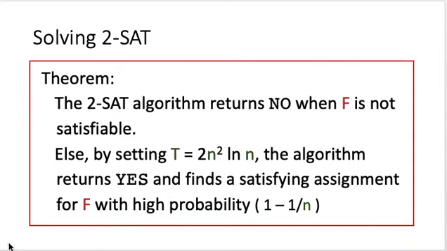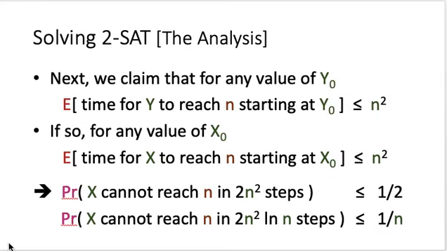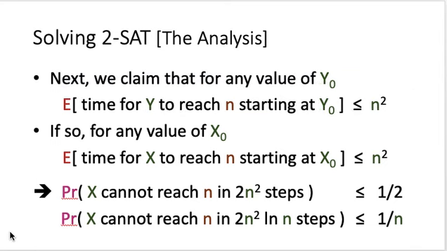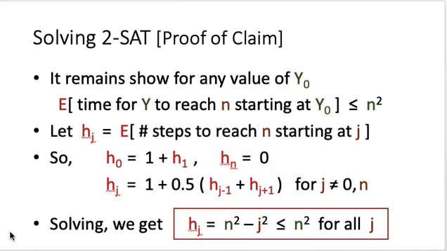Okay, now we are nearly done. The only thing that we have not shown here is that this is a claim so far. We are claiming that the expected time for the Markov chain to reach state n starting at any state is less than or equal to n squared. So let us proceed with the proof of this one.